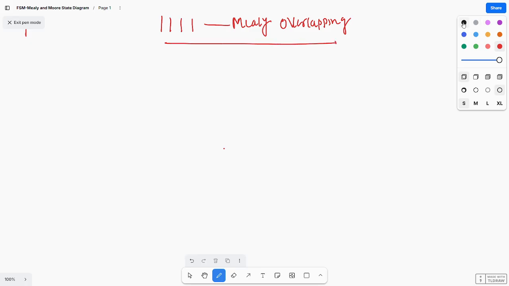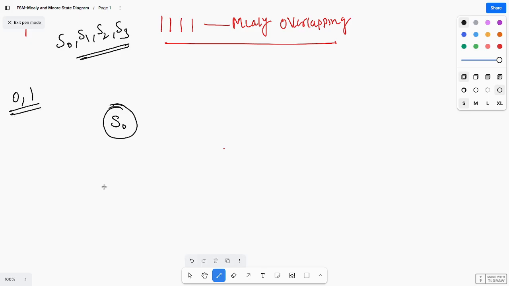Okay, so how many states? 4 states, S0, S1, S2 and S3. Okay, so I'm drawing S0. So I need to check for two cases, 0 and 1. Okay, so if it is 0, what will happen? If it is 1, what will happen?